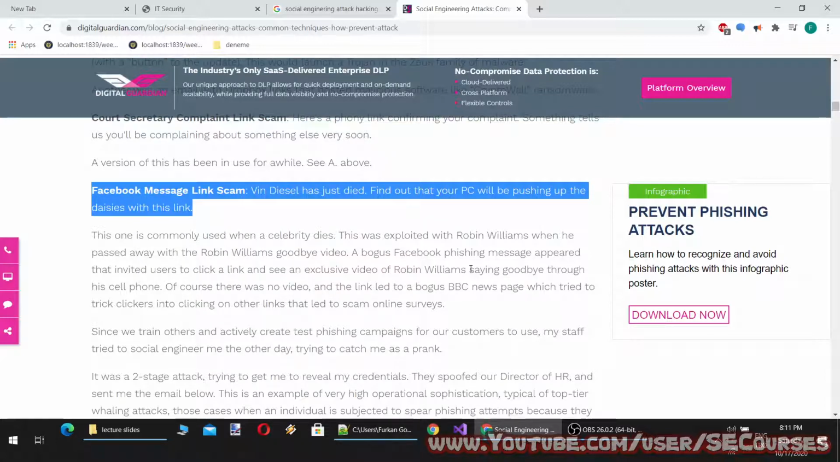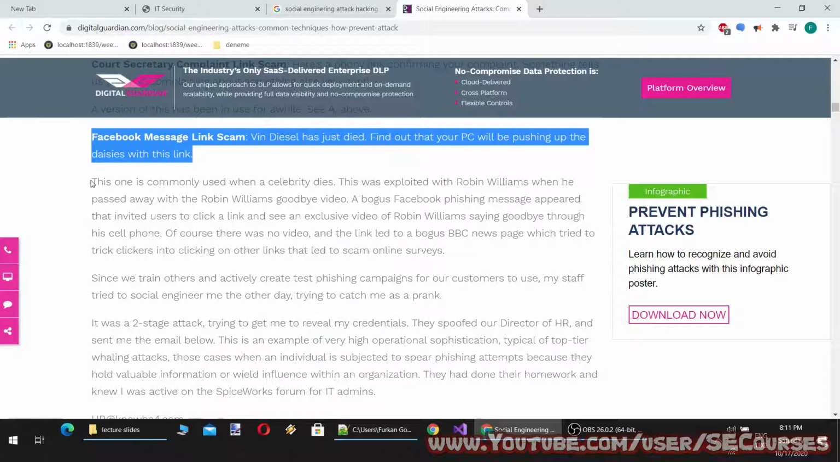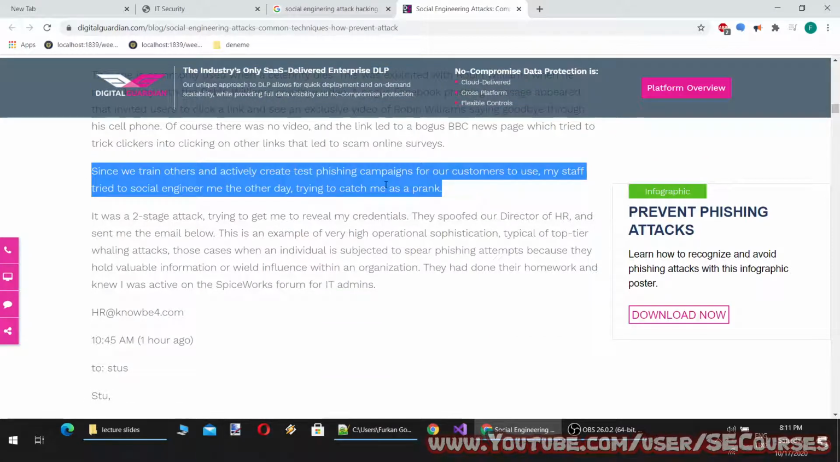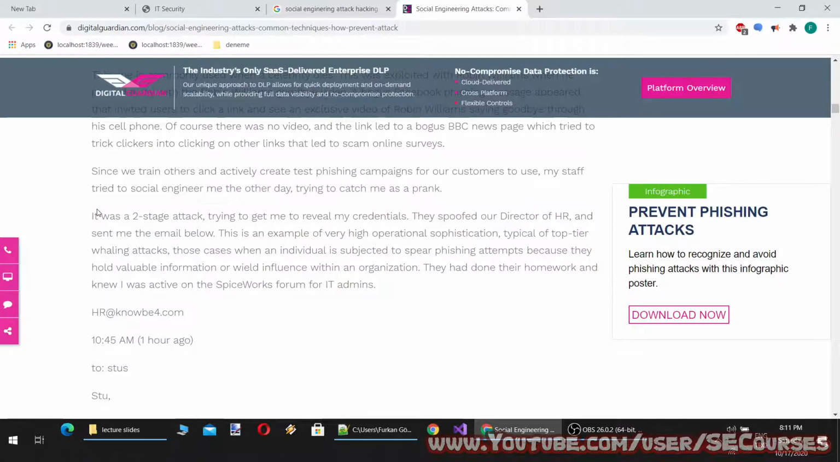Facebook message link scam. Vin Diesel has just died. Find out that your PC will be pushing up the daisies with this link. This one is commonly used when a celebrity dies. This was exploited with Robin Williams when he passed away, with the Robin Williams goodbye video. A bogus Facebook phishing message appeared that invited users to click a link and see an exclusive video of Robin Williams saying goodbye through his cell phone. Of course, there was no video, and the link led to a bogus BBC News page which tried to trick clickers into clicking on other links that led to scam online surveys.